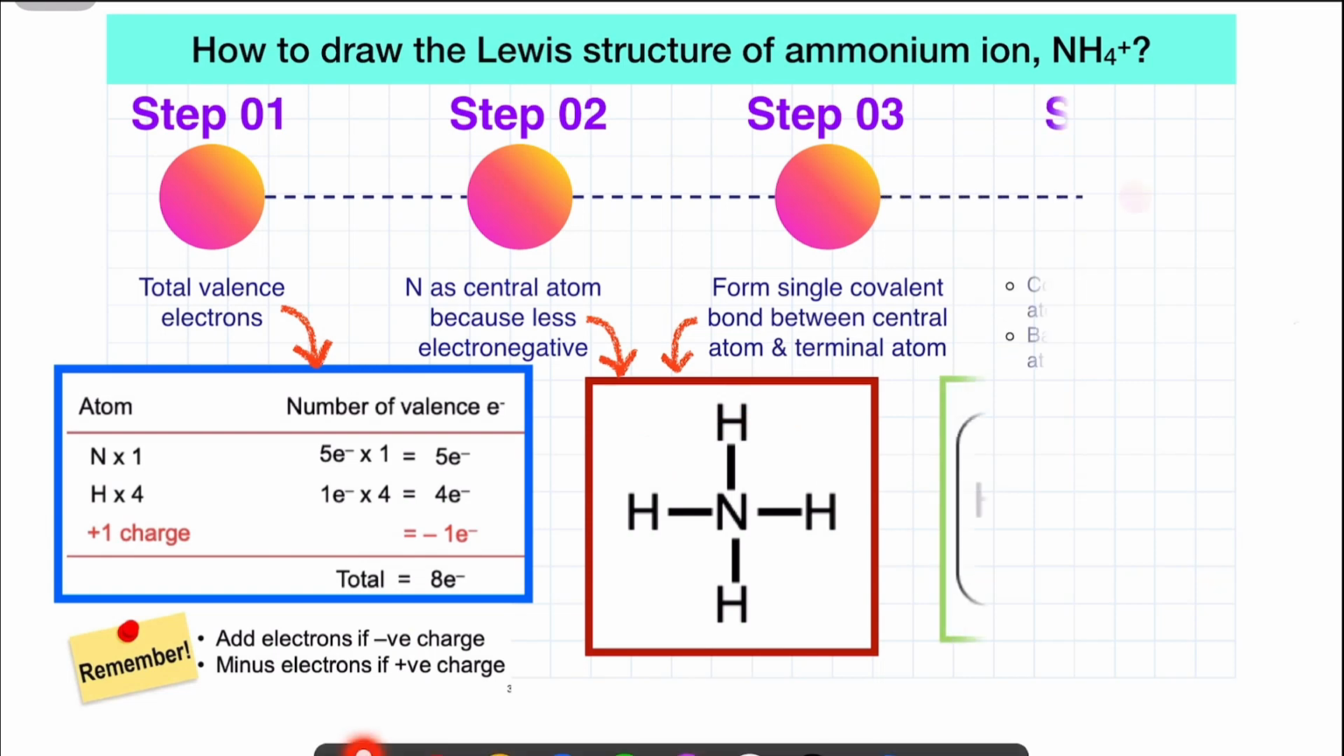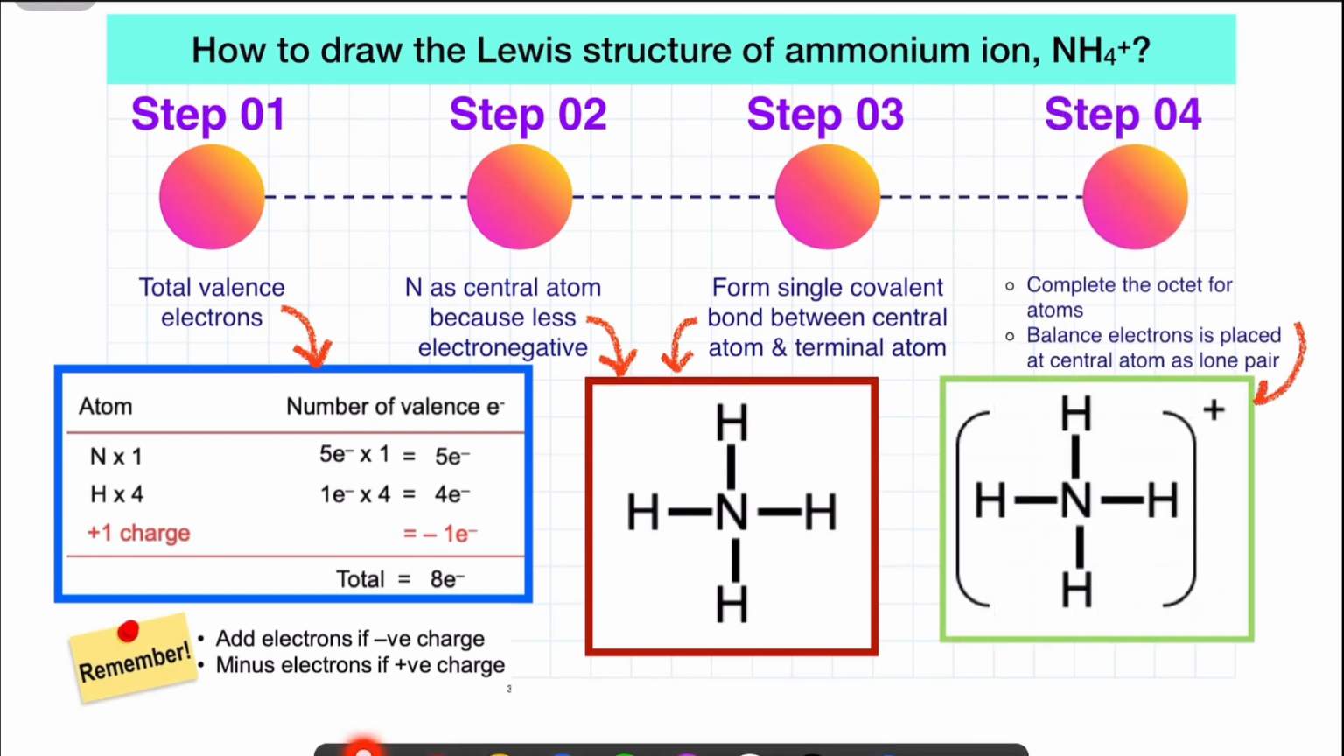In step 4, you have to complete the octet for the atoms. So for the nitrogen, it is an octet. You can see that there are 2, 4, 6 and 8 electrons. But hydrogen is not an octet. It is categorized as octet, but it is a duplet. The maximum number of electrons around hydrogen is only 2. So please be careful, do not put a lone pair on the hydrogen, because hydrogen is a duplet and it can only have 2 electrons around it.